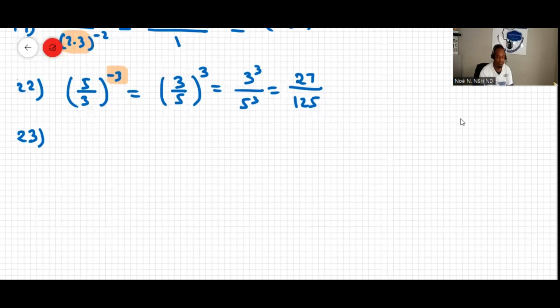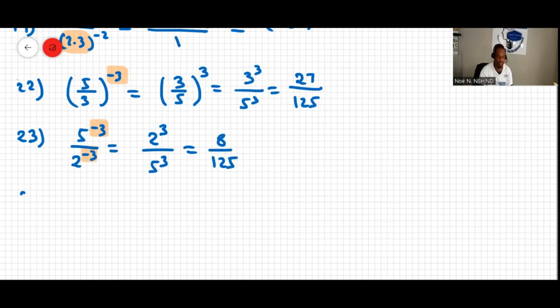23 here is like 5 to the -3 over 2 to the -3. So over here, we have a negative exponent there, a negative exponent there. I'll move the 2 to the -3 to the numerator to make it positive, and I move the 5 to the -3 to the denominator to make it positive, and then this is like 8 over 125. And then 24.